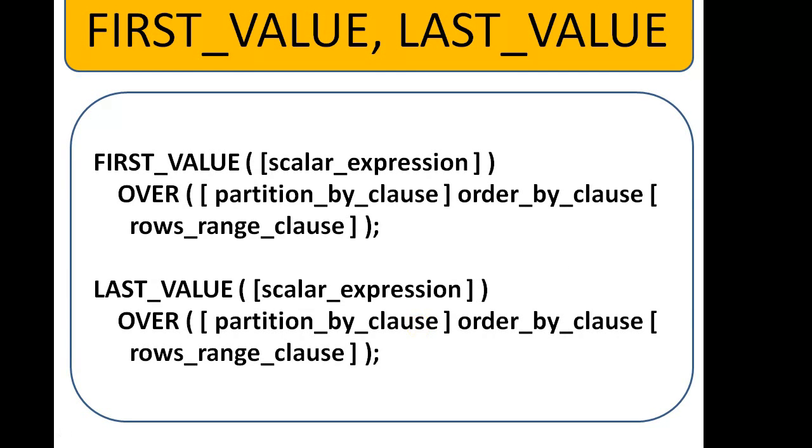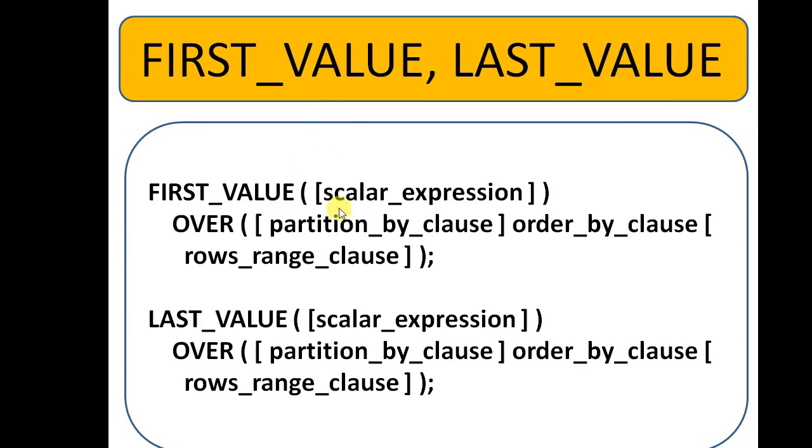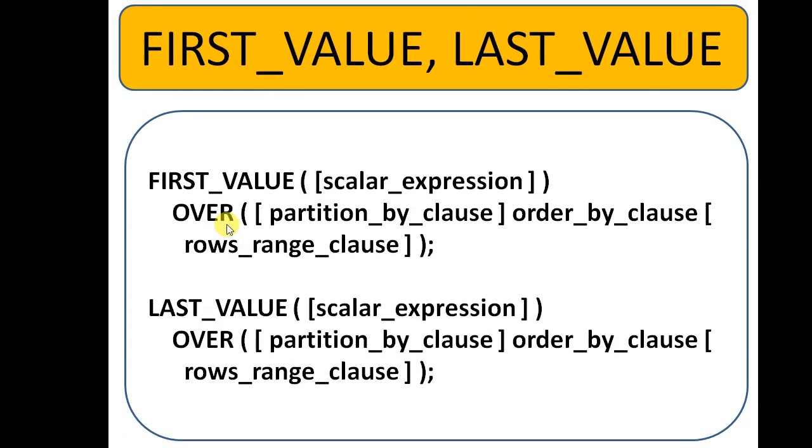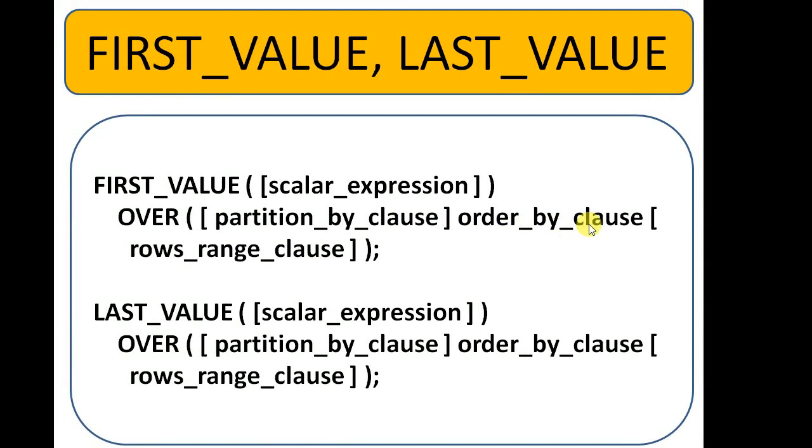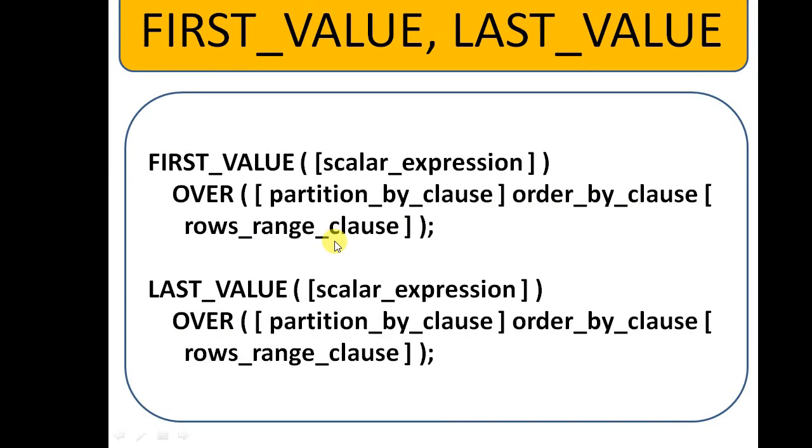And this is the syntax: first value with the scalar expression within the over clause, partition by, order by, and rows or range. We can mention rows and range. The same goes for last value: scalar expression within over clause, partition by, order by, and rows or range. Let us check the simplest example for first value and last value.